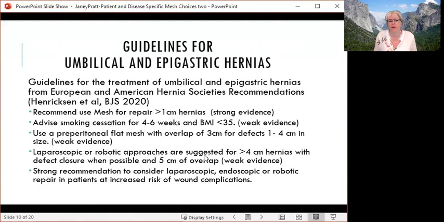Laparoscopic or robotic repairs were suggested for any umbilical hernias greater than 4 centimeters with defect closure when possible, and a 5 centimeter overlap. Again, weak evidence. There was strong recommendation to consider laparoscopic and endoscopic or robotic repairs in patients at increased risk for wound complications. And so some of these had good evidence. Most of them were based on expert opinion.